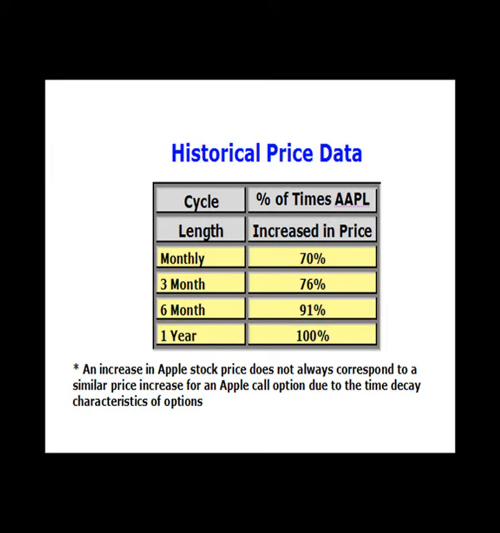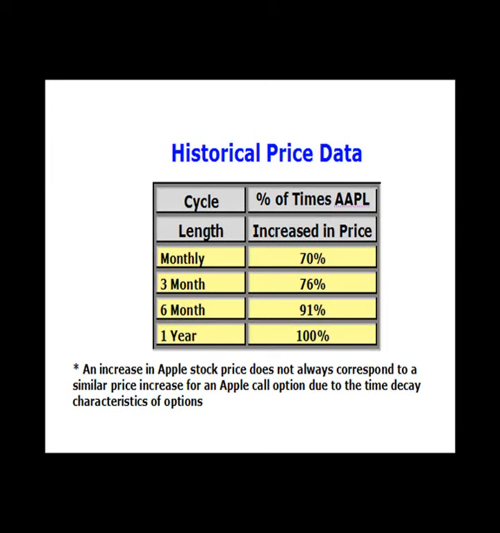Purchasing a 3-month option resulted in an increase in Apple stock 76% of the time, and purchasing the 6-month option resulted in an increase in Apple stock 91% of the time. Purchasing the 1-year LEAPS option resulted in a stock price increase 100% of the time. Again, this data assumes that you purchase and sell an option on option expiration day. This data gives us a good idea of the accuracy we can expect for the various time periods.